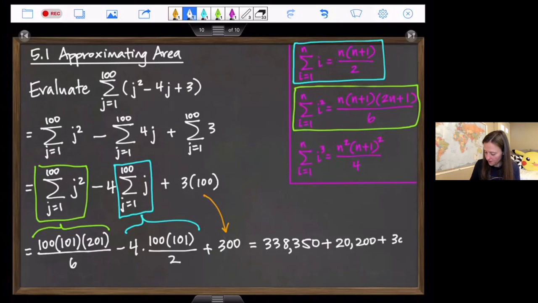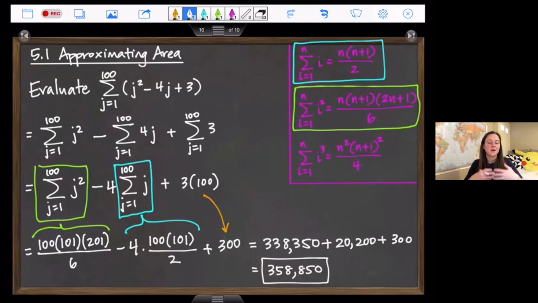And then we've got that 300 hanging out at the end. So I'm going to do 338,350 plus 20,200 plus 300, and I get 358,850. Which was a lot of work, but it was certainly a lot easier than trying to plug in j equals 1 to 100 at the very beginning of the problem.